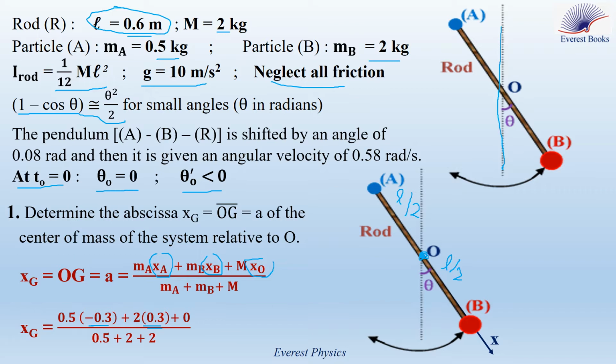Now the masses, we have the mass of A 0.5 kilograms, the mass of B 2 kilograms, and the mass of the rod 2 kilograms. And the answer is 0.1 meters. Now look at the figure. We locate the center of mass G on the figure.